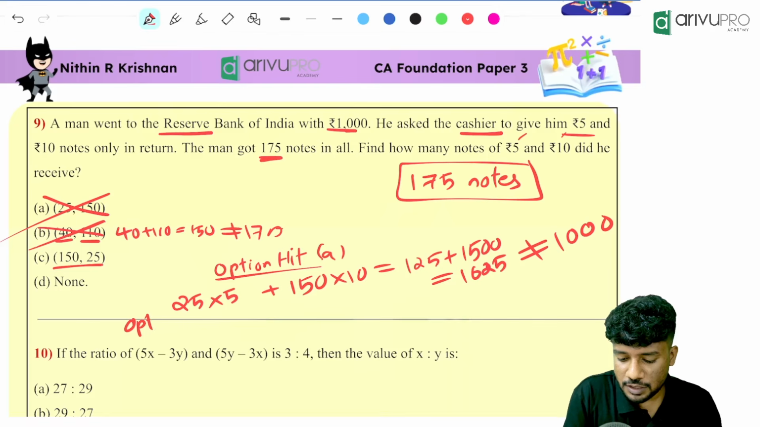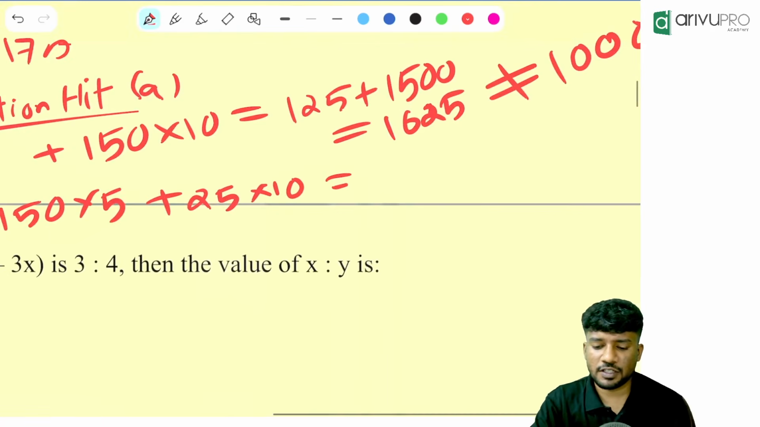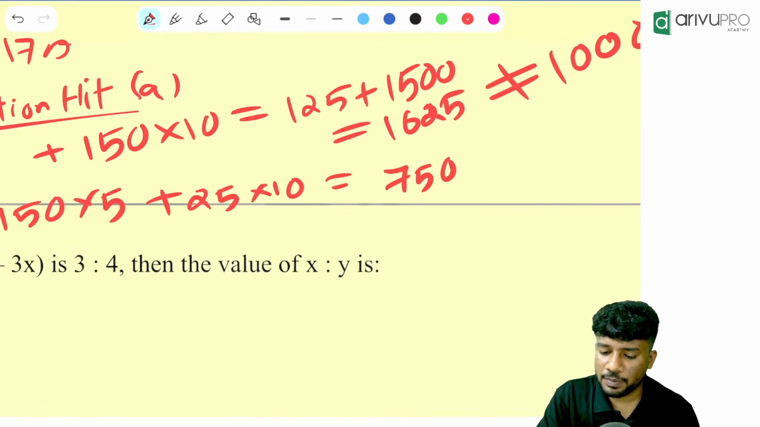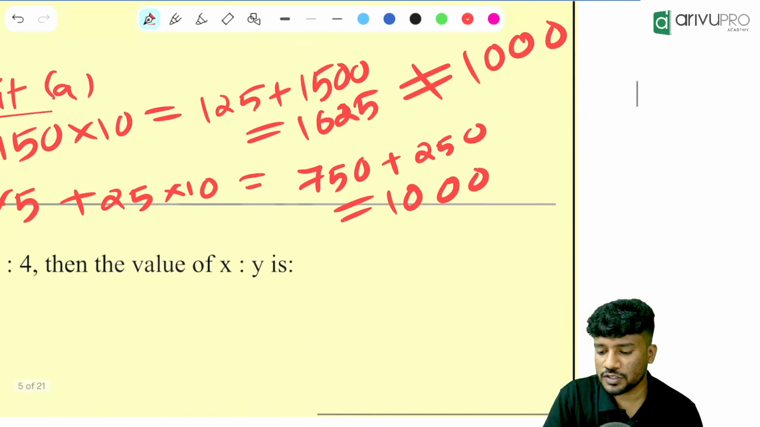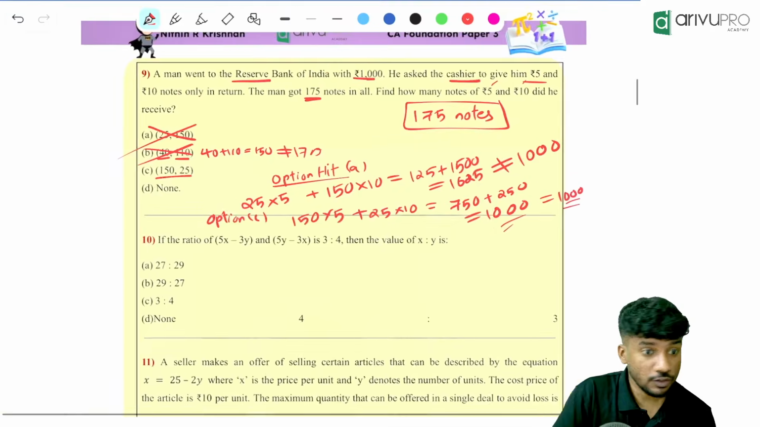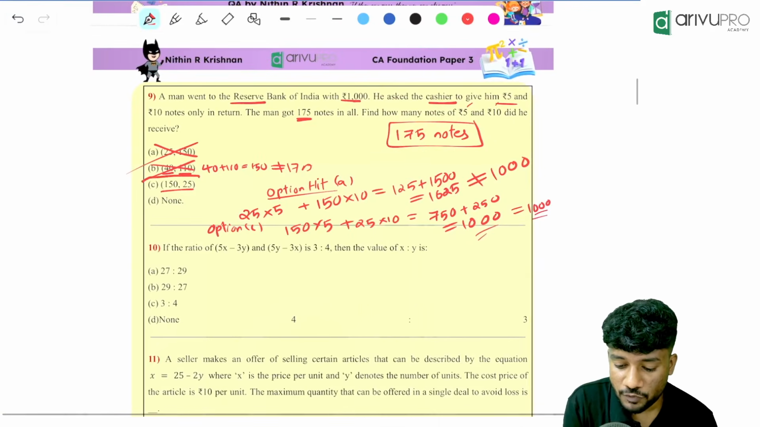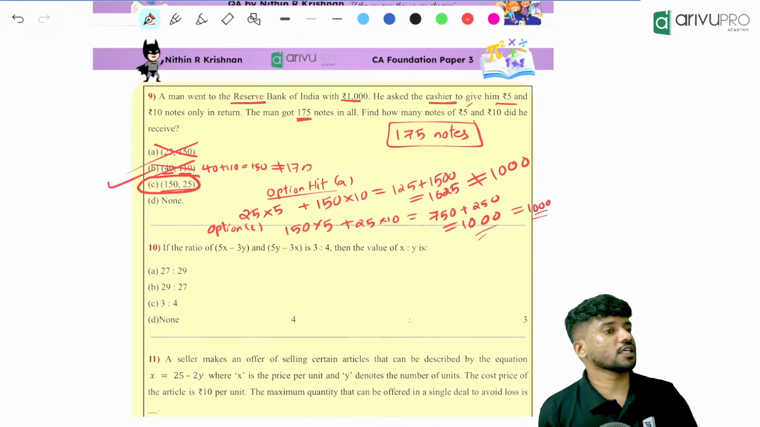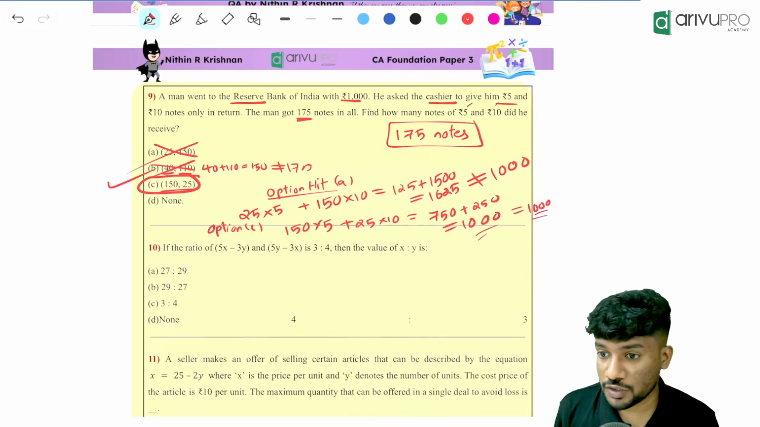Option C means 150 5 rupee notes plus 25 10 rupee notes. 150 into 5 is 750, plus 250, which is equal to 1000, our required 1000. So he didn't get cheated either. He got the exact money with option C. I hope that everyone understood this question.